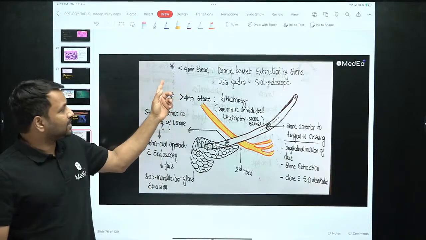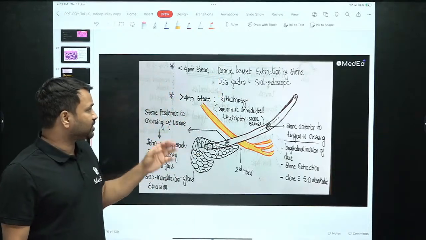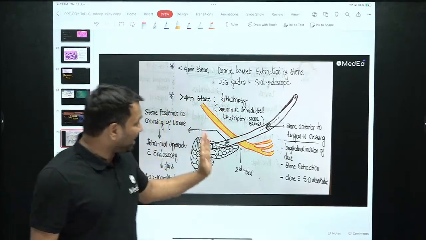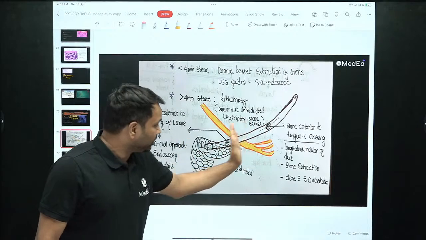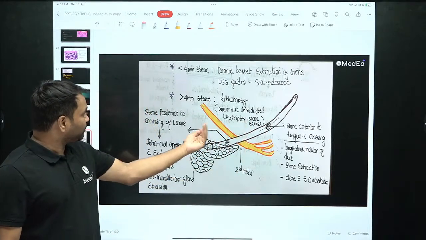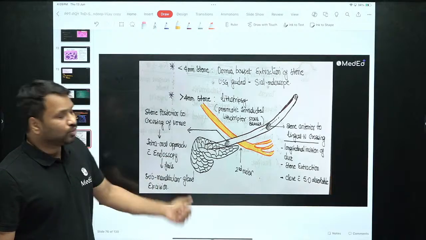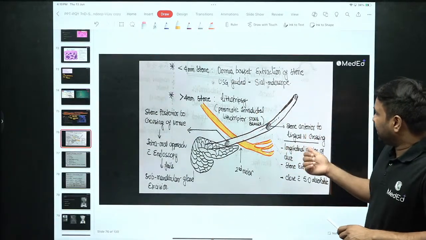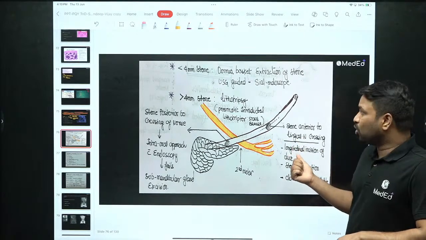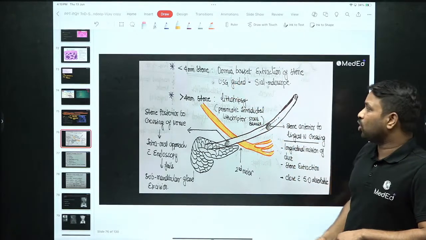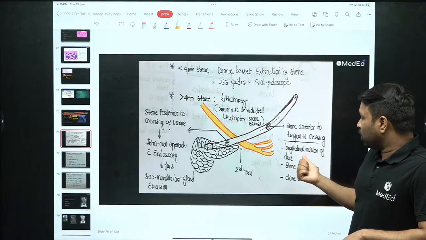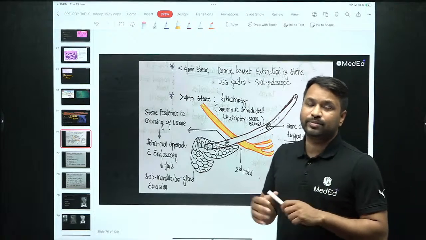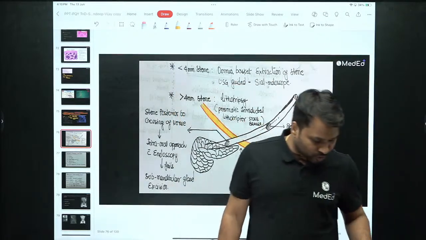If the stone size is less than 4 millimeters, I will do a Dormia basket extraction under USG guidance. More than 4 millimeters, it is going to be lithotripsy, but that has to be anterior to your lingual nerve. If the stone is posterior to the nerve that is crossing, then you have to go ahead with submandibular gland excision, right? If the stone is anterior to the lingual nerve crossing and you're not able to remove it by the Dormia basket or lithotripsy, then you can go with a longitudinal incision and the stone extraction can be done. Remember, that duct has to be closed with 5-0 absorbable sutures, right?